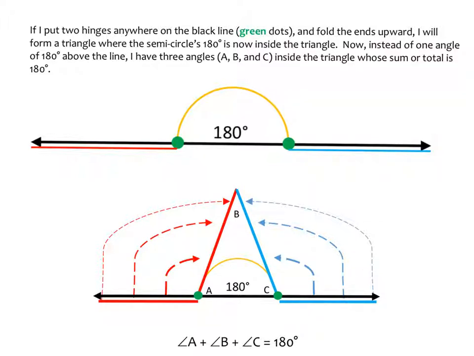If I then take that straight line and hinge it and fold it up into the form of a triangle, I put all 180 degrees inside the triangle. Every triangle has 180 degrees inside of it. All three angles of every triangle will always add to a sum of 180 degrees. In this particular example, we've proven angle A plus angle B plus angle C equals 180 degrees.